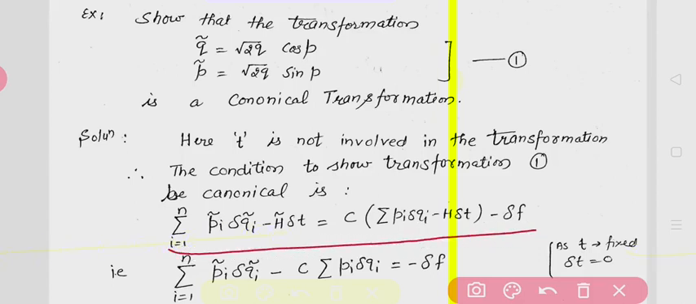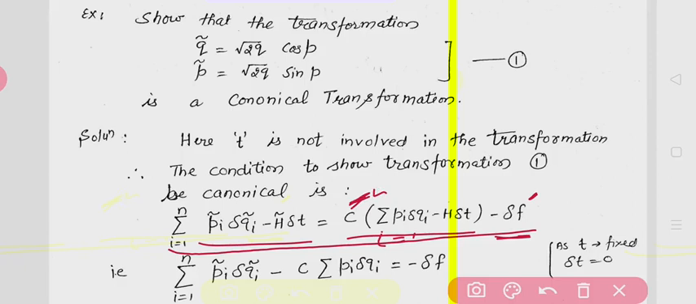Summation of p tilde delta q tilde minus h tilde delta t is equal to c times summation of p delta q minus h delta t, minus delta f. That means there exists some constant c and some generating function f such that this can be written as c times this summation minus delta f. Here the summation i varies from 1 to n; wherever summation is there, i is equal to 1 to n.